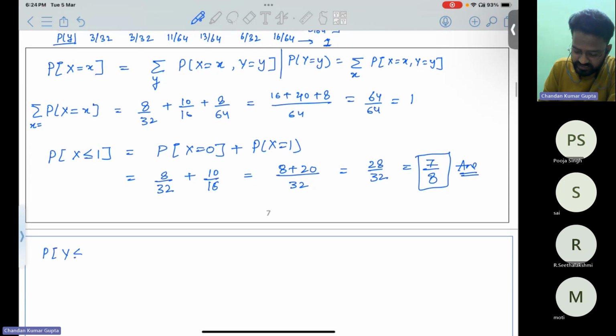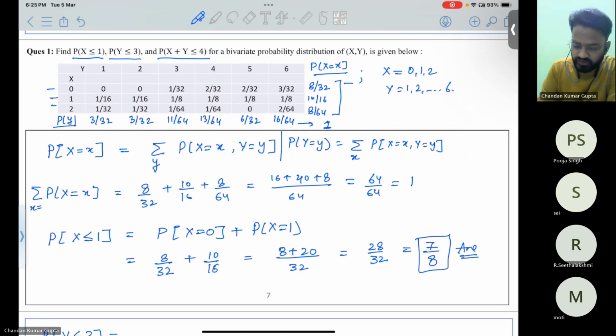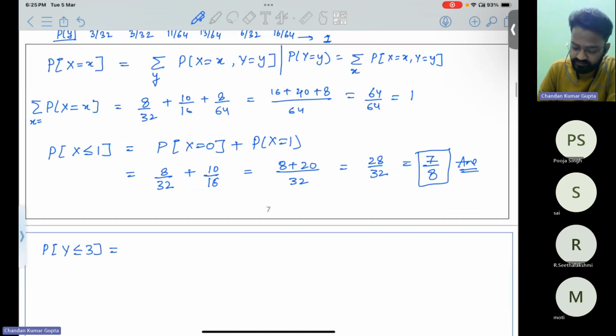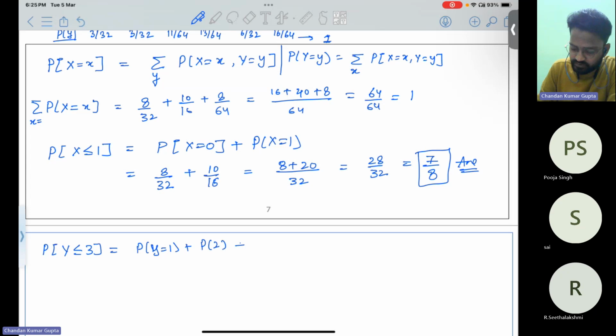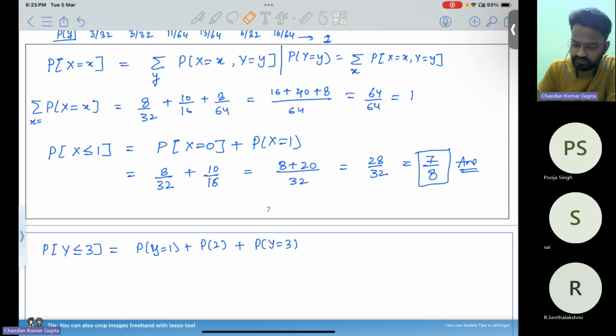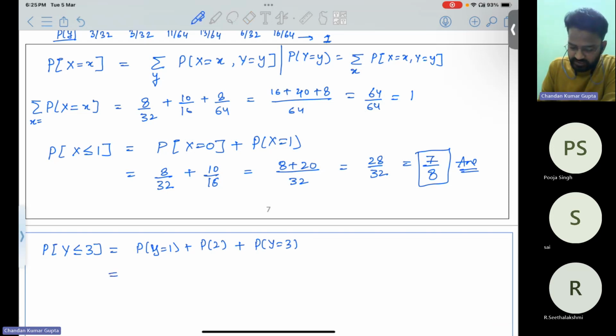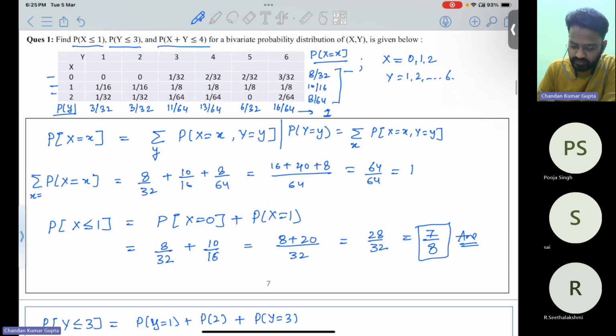Probability that y is less than or equal to 3, and the range of y starts from 1. So that means probability that y equal to 1 plus probability that y equal to 2 plus y equal to 3, up to 3. So probability that at y equal to 1 is 3 upon 32, at y equal to 2 it is also 3 upon 32, and at y equal to 3 it is 11 upon 64.